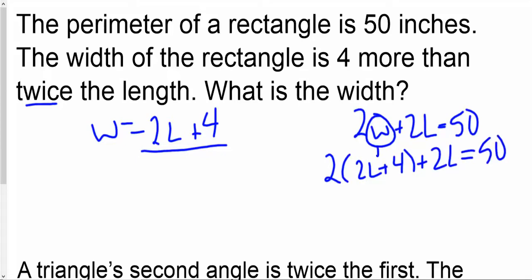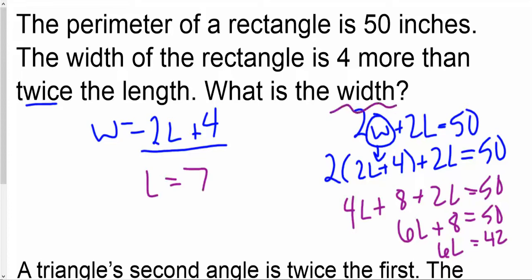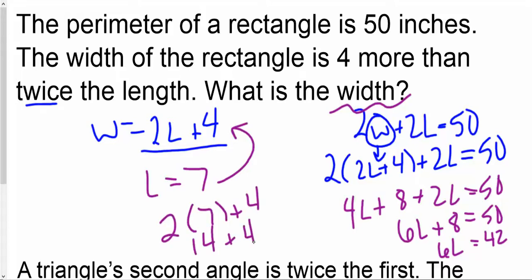So all we're doing here is we're saying, hey, the width is 2L plus 4. Let's replace it. This gives me 4L plus 8 plus 2L equals 50. And so 6L plus 8 equals 50. This means 6L is equal to 42, or the length is 7. But it's not asking for the length, it's asking for the width. So we have to plug that back in and figure out what our width is. 2 times 7 plus 4 is 14 plus 4, which is 18.